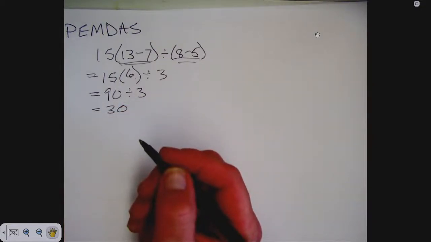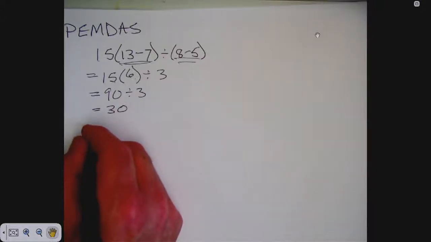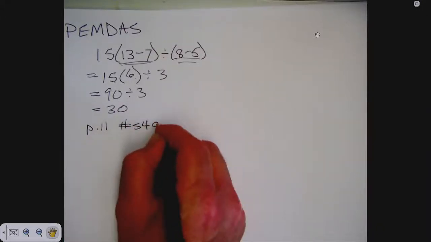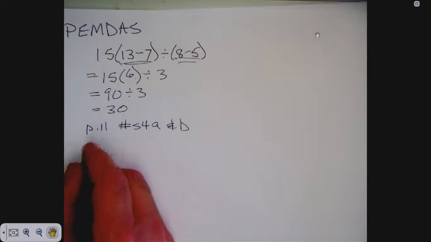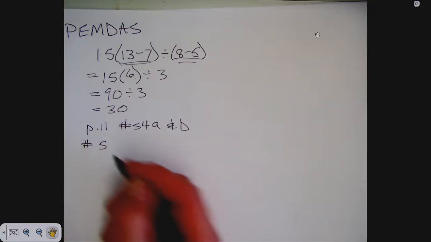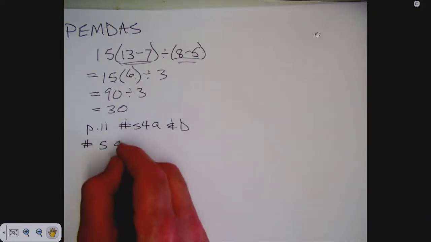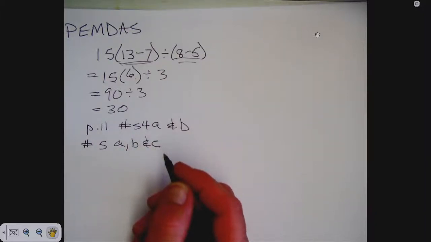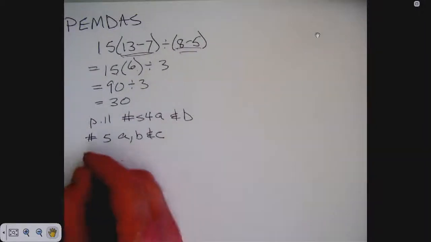Okay? Now, I want you to go ahead and do on page 11 numbers 4a and b. And I also want you to do, because it's similar to just substituting again, number 5 on page 11. And that would be 5a, b, and c. And once you're done with that, I want you to go to page 12.